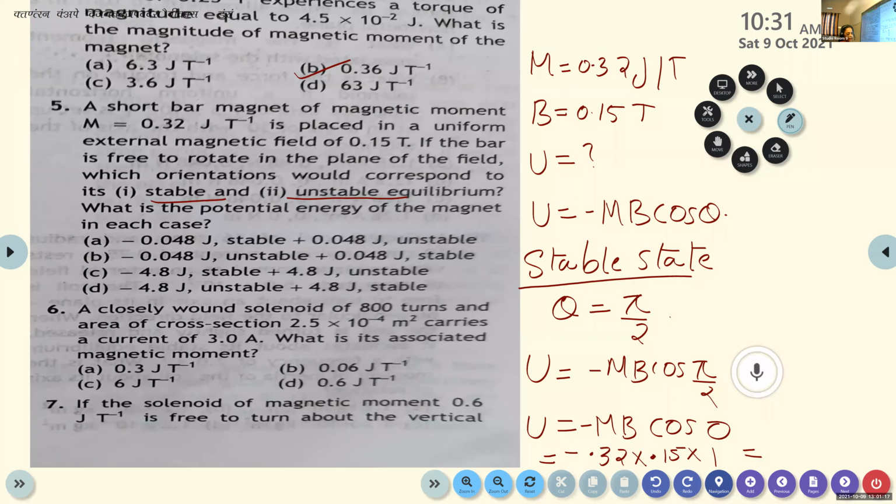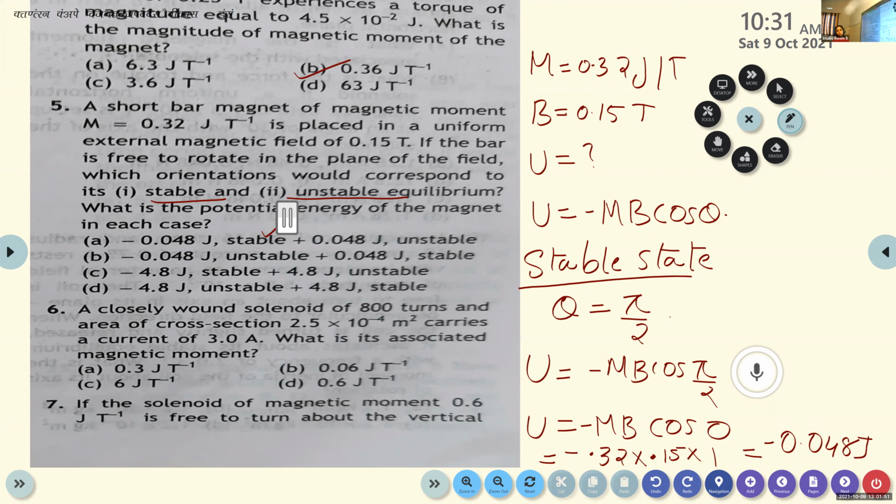Anyone, did you get the final answer? Potential energy for stable state, minus 0.048. Here it is potential energy, so the SI unit is joule. So here we have two options, option A and B, minus 0.048 joule for stable. So for stable state, it is minus 0.048.